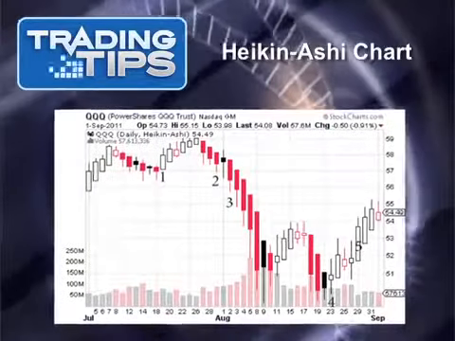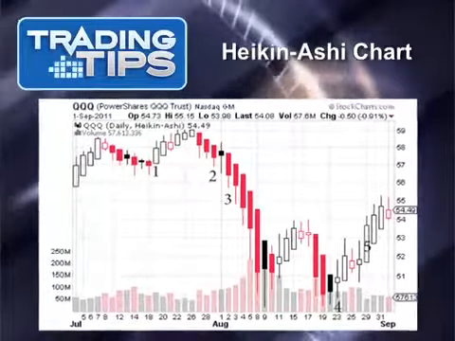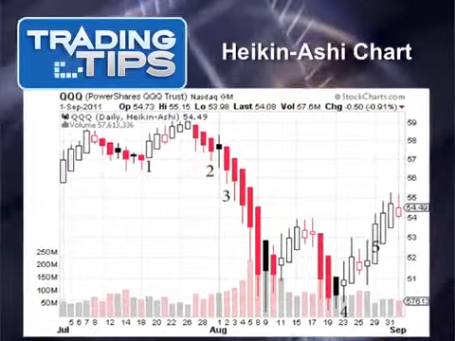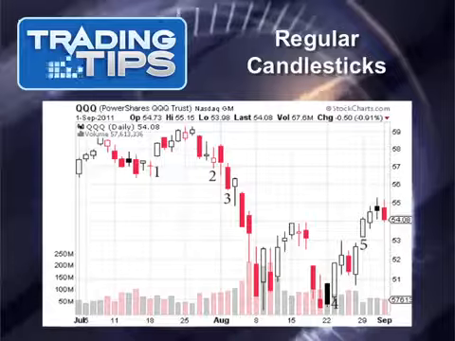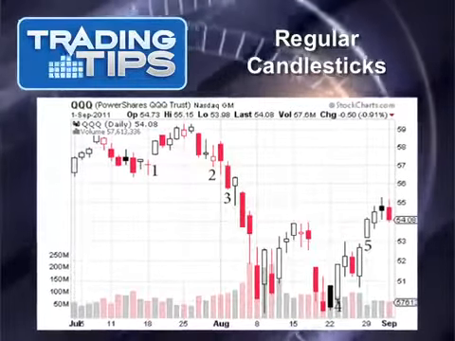Take a look at this Heikin Ashi candlestick chart. Study it for a moment. Take note of the points 1 through 5. We'll look at the same chart using regular candlesticks in a minute here. Here it is. Study this chart. Look at the points. Do you remember any differences?